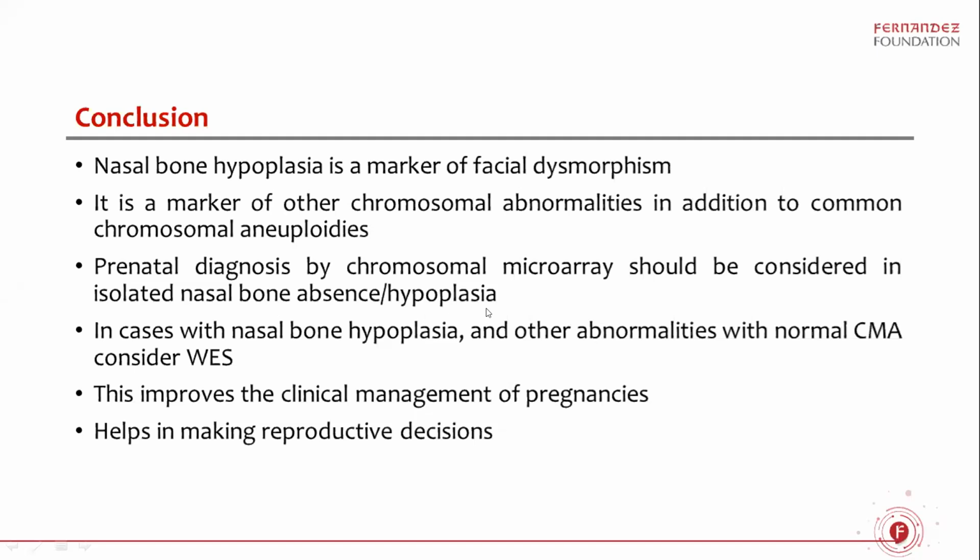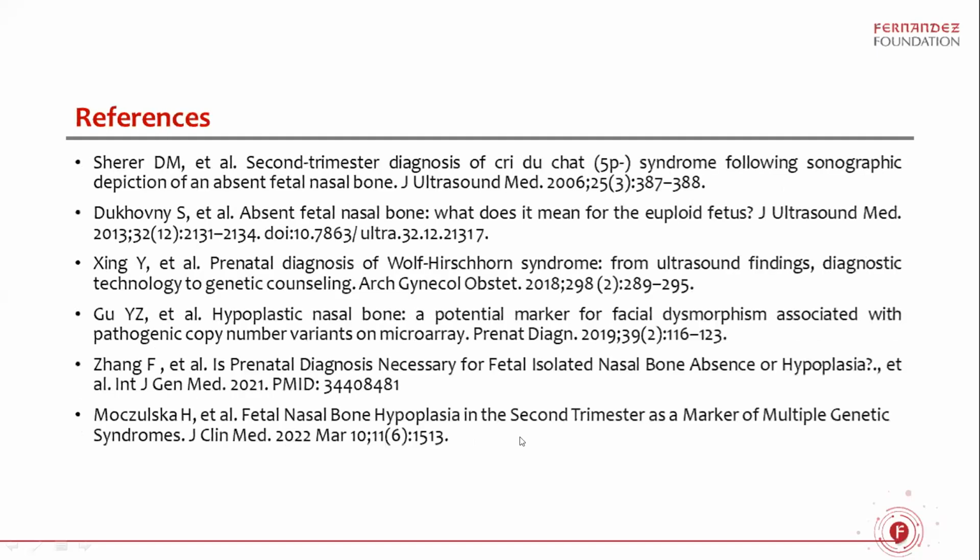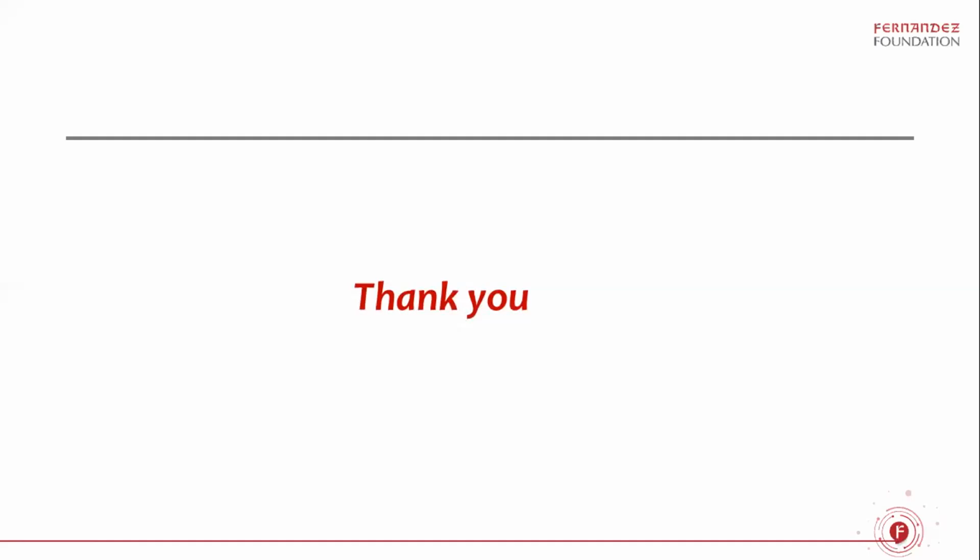It has been found that hypoplasia of the nasal bone has more chromosomal abnormality when compared to nasal bone aplasia. So when nasal bone hypoplasia has other abnormalities in the fetus, then we need to consider even whole exome sequencing. By doing all these things, we can improve the clinical management of pregnancies, and also help the couple make appropriate reproductive decisions. So these were the references which I have taken, and thank you.